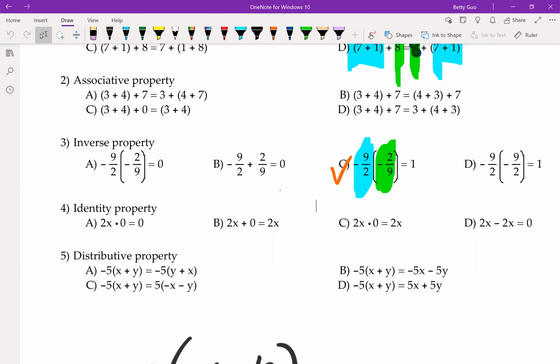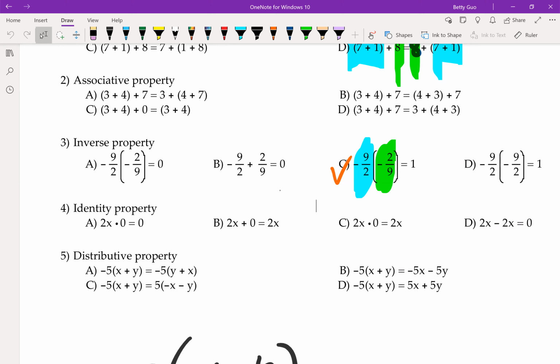So the distributive property is not applied. This actually shows us the commutative property. x plus y and y plus x are equal. What about B? Negative 5 times parentheses. Inside the parentheses, we have x plus y. On the right-hand side, we have negative 5 times x plus negative 5 times y. What do you think about B?